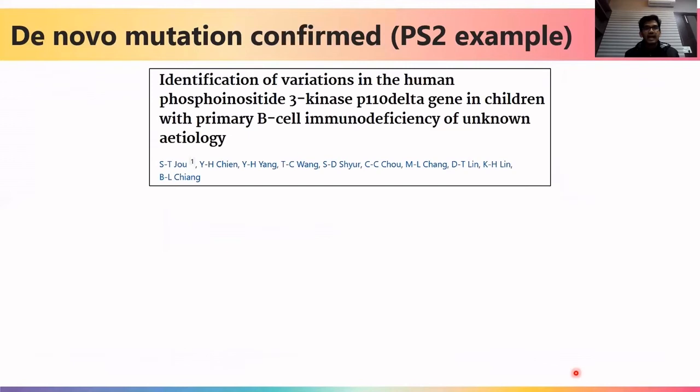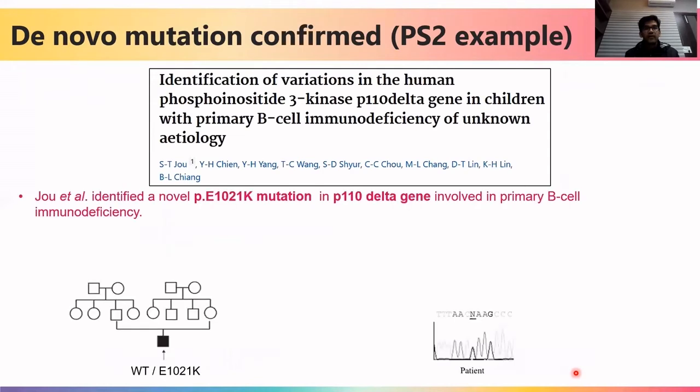So let's go through the example of PS2. There's one study by Joe et al. in which they have identified a novel mutation, that is the E1021K mutation in the P110 delta gene, which is associated with primary B cell immunodeficiency. And they have identified a heterozygous mutation. There's a wild type and there's one mutation, that is E1021K.